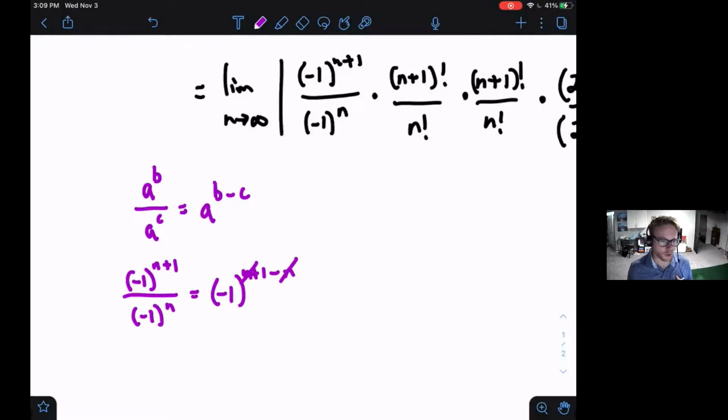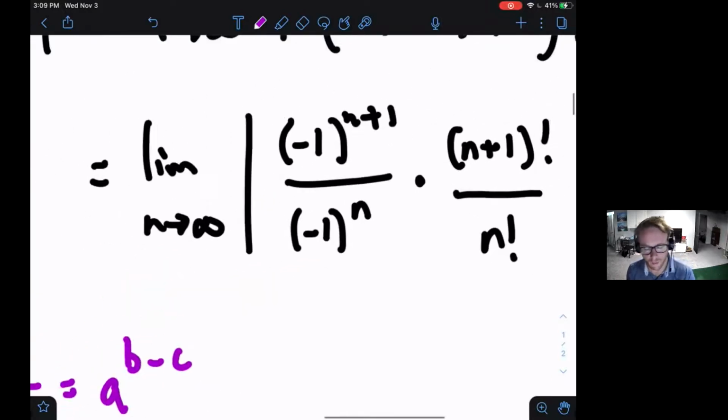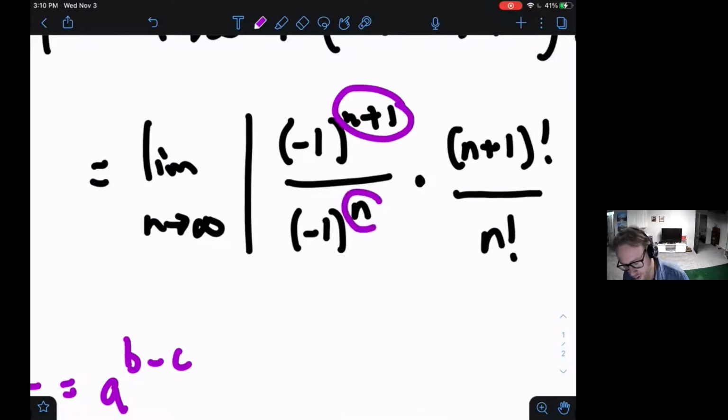And by the way, if you don't like remembering these algebra rules, I don't blame you by any means. You can think about this logically as well. Notice that we have one more of our -1s in the numerator than you do in the denominator. And so a lot of them are going to cancel out. In particular, n of them are going to cancel out. And you're going to be left with one more in the numerator than you do in the denominator.